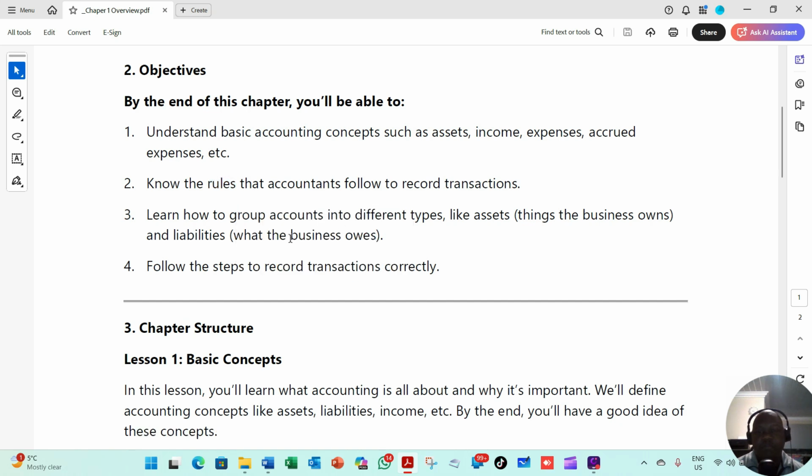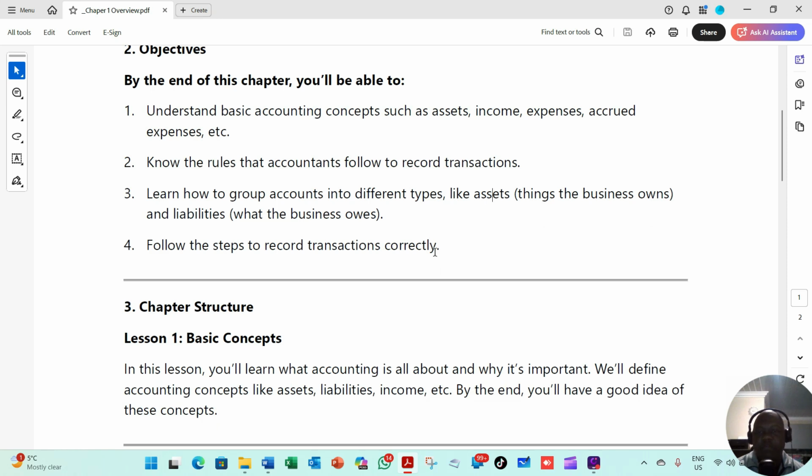And then you're also going to learn how to classify accounts as whether they are assets, liabilities, income, or expenses. So you're going to learn how to classify them. And we're also going to learn the rules or the steps that we follow when recording transactions in an accounting equation. Yes, you're going to learn that.